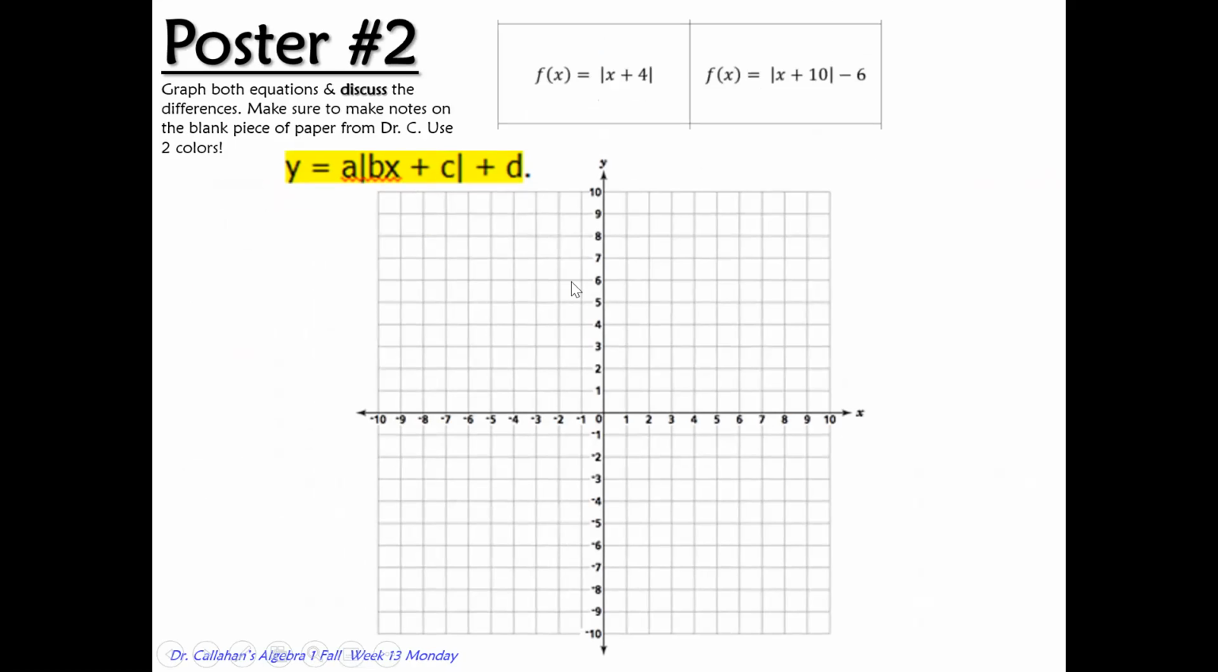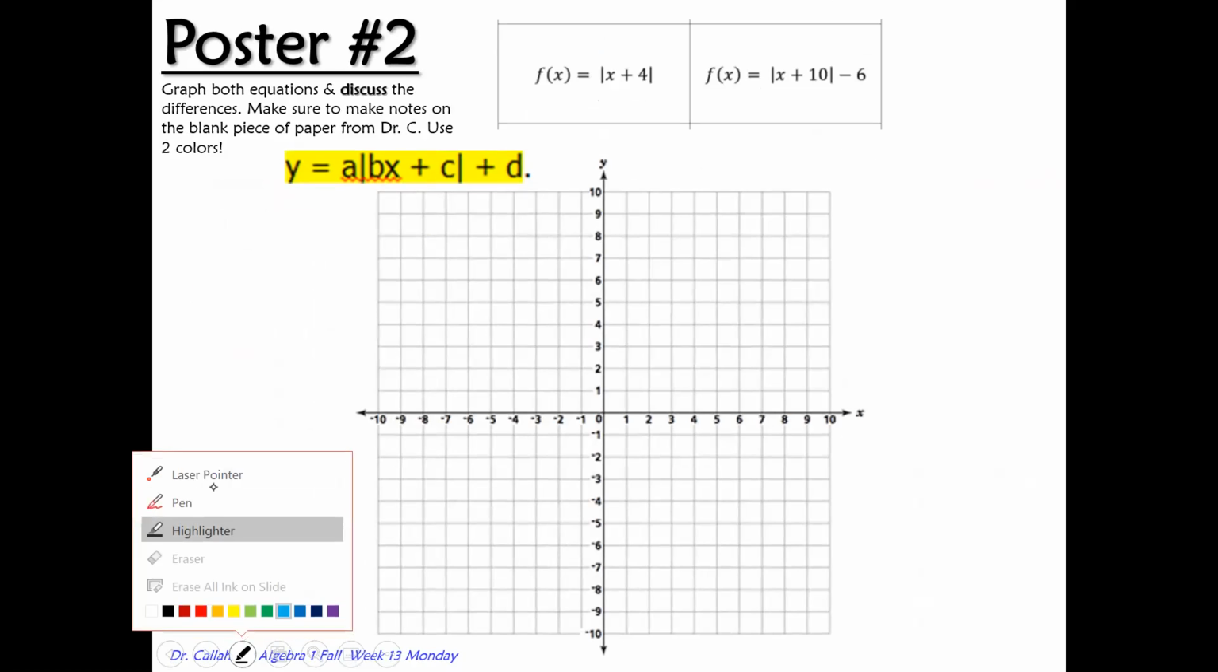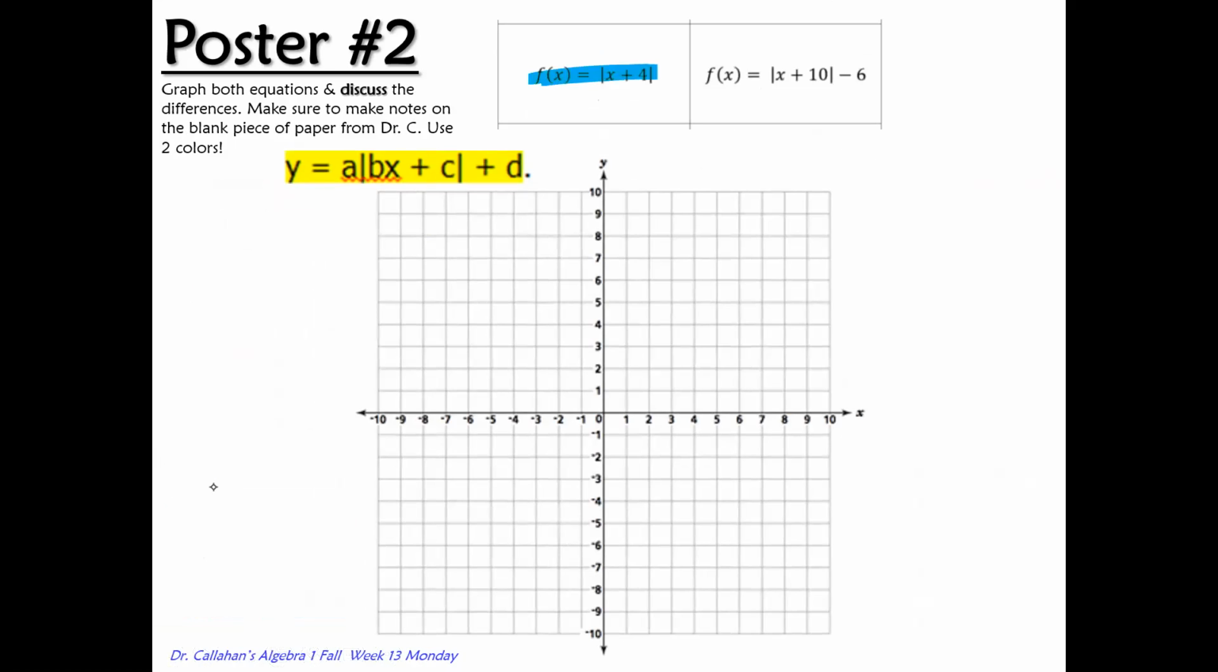Here's poster number 2. I'll help you guys with this one. So with this one, it is the left 4, 1, 2, 3, 4, and this is your graph. Then you also want to graph the other one as well. This one is 10 to the right, 1 or left 1, 2, 3, 4, 5, 6, 7, 8, 9, 10, down 1, 2, 3, 4, 5, 6.